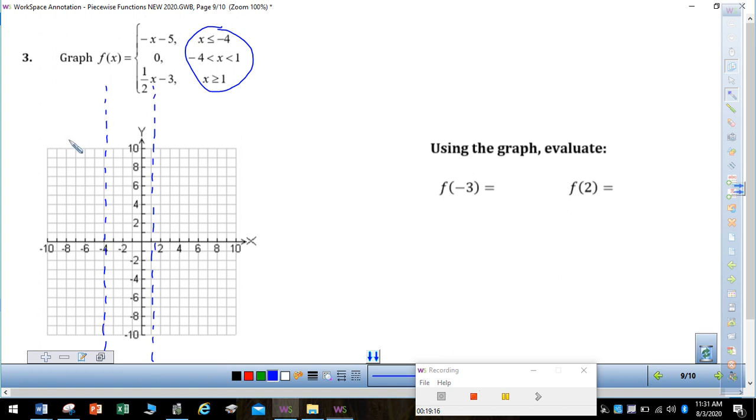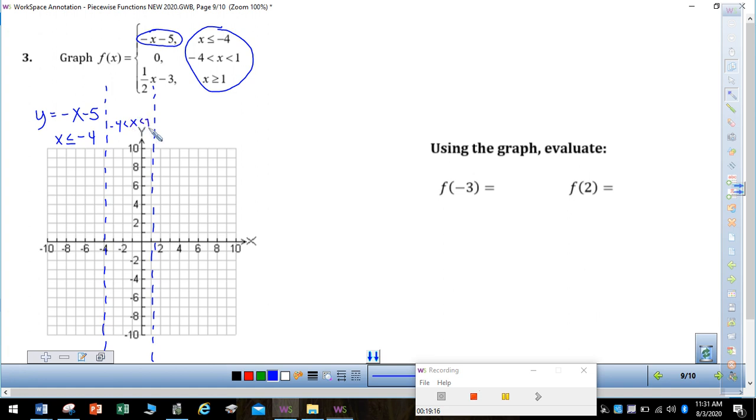Okay, so we're going to do some labeling here. On the far left, that's where x values are less than or equal to -4. The equation that goes with that part is y equals -x minus 5. In the middle part here, this is where x values are in between negative 4 and 1.